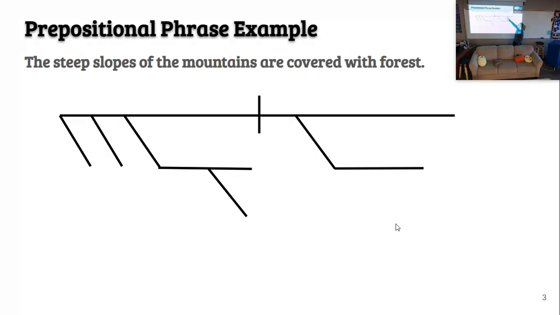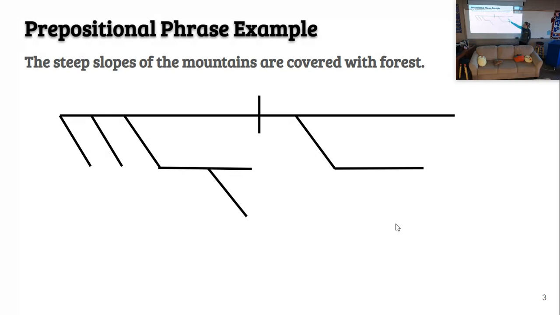All right, so let's take a look at this sentence. The steep slopes of the mountains are covered with forest. Whatever works for you. If you think it's easier to find prepositional phrases first, go ahead and do that, and you can just put them in parentheses. If you think it's easier to find the subject and the verb of the sentence first, you can do that. For me, I like to find the prepositional phrases first, because then it narrows down where my subject and my verb can be. Because remember, your subject and your verb will never be inside of a prepositional phrase.